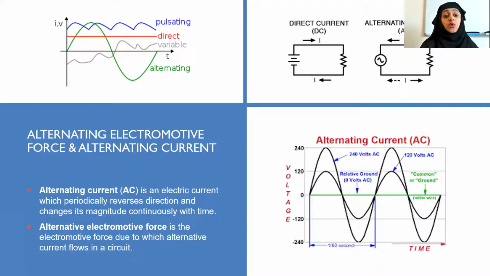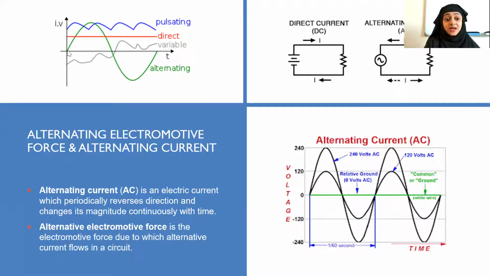Now let us see what is an alternating current. An alternating current or AC is an electric current which periodically reverses direction. See, periodically reverses direction means reverses direction in a fixed interval of time or in a fixed period and changes its magnitude continuously with time.